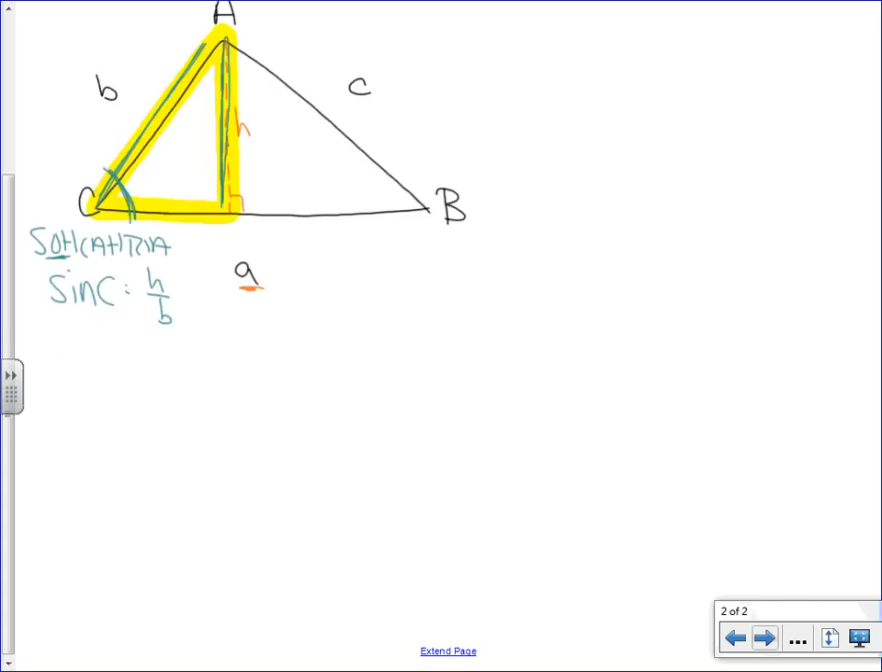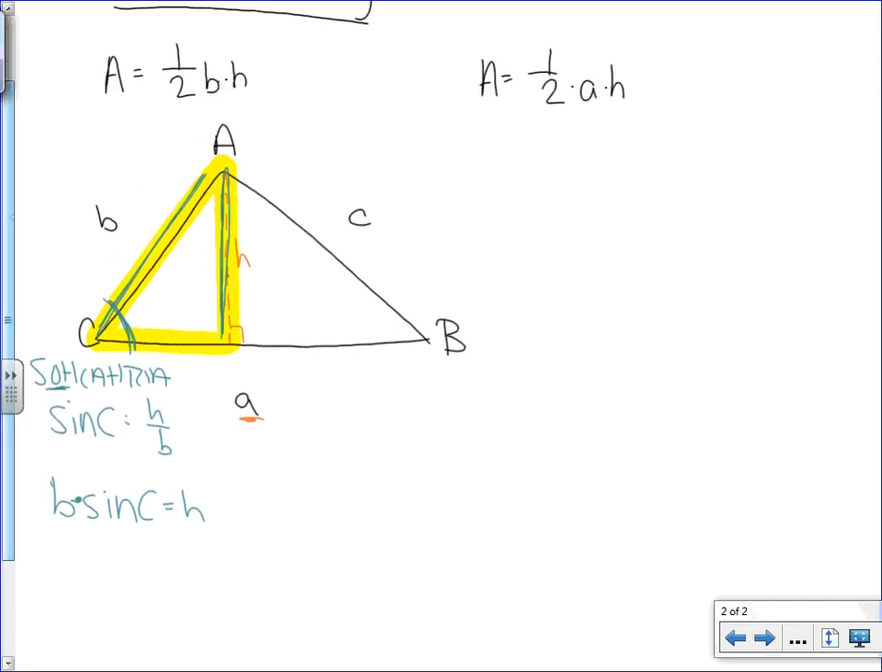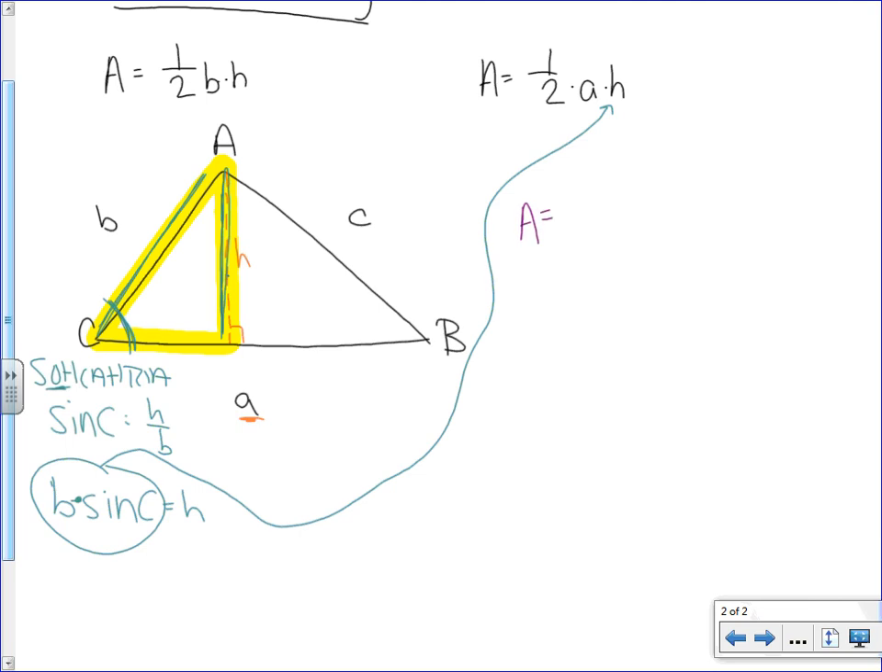Which I could multiply both sides by b, and I get that b times the sine of C is equal to h. Which is awesome because now I can take this and I can come over here and I can plug it in for h. So I can do a little substitution. So really I have that the area of this triangle is equal to 1/2 a and then whatever h was, which was b times the sine of angle C.